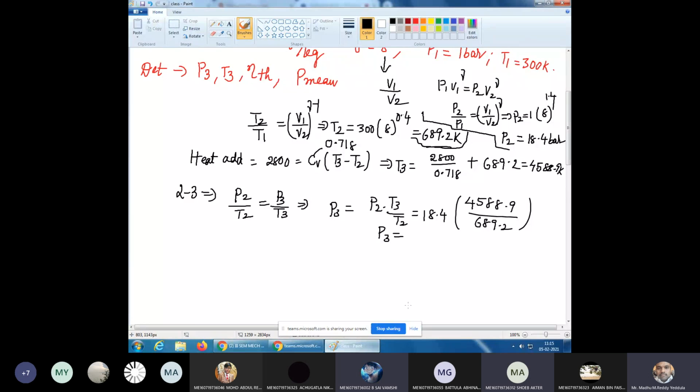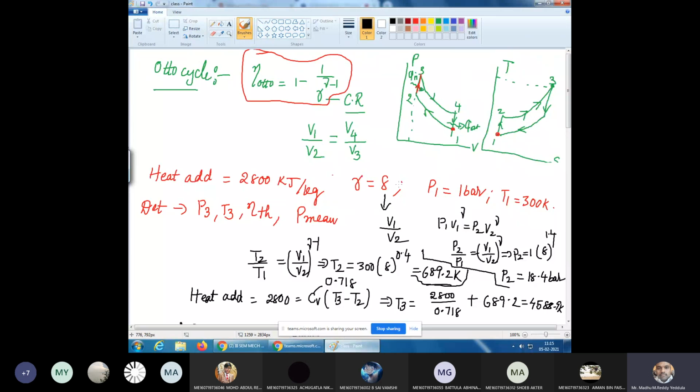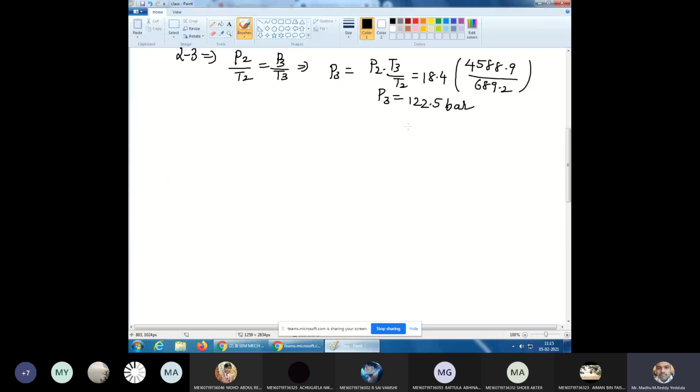So 122.5. 122.5 bar. Very good. I got all the values right, and I think T4 is not there. T4 and P4 are required. Right. How to get the 4 value for the process? You need to consider 3 to 4, right?